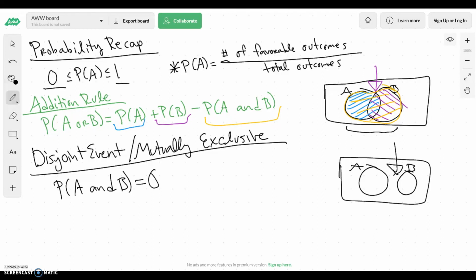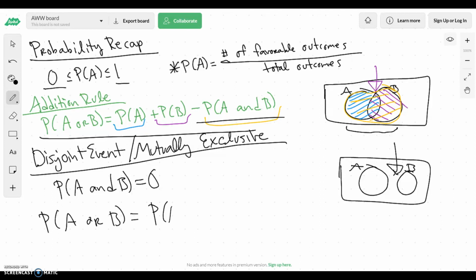So if I really wanted to use the addition rule for a disjoint event, notice that this whole part is just going to go to 0. If you wanted to figure out the probability of A or B, this is just going to be equal to the probability of A plus the probability of B minus 0, because we know that they're disjoint. You don't necessarily have to memorize these formulas, but you can put them in your note card whenever we do our exam too.